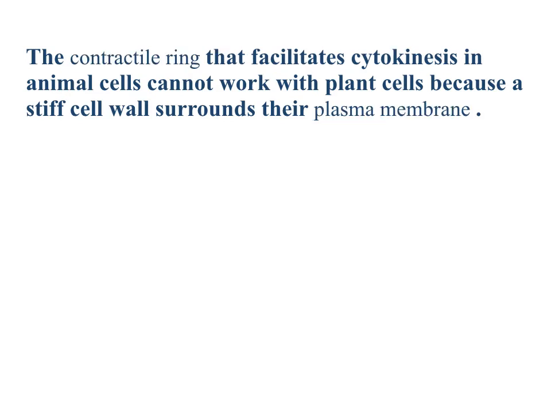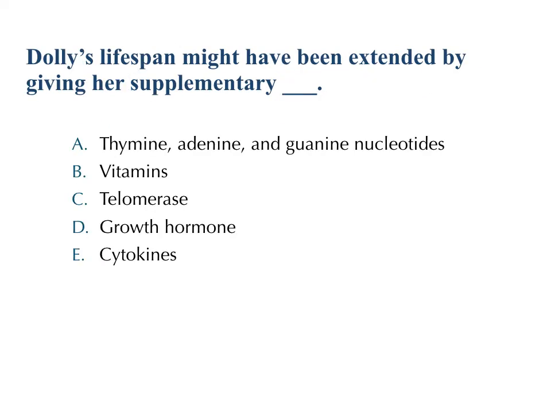And what facilitates cytokinesis in animal cells that cannot work with plant cells because stiff cell walls surround their what? And this is about that contractile ring. The contractile ring that facilitates cytokinesis in animal cells, that's right under the cell membrane there, cannot work with plant cells because they have a stiff cell wall that surrounds their plasma membrane. And we're not really focusing on plants, but that's just one difference you should know. Dolly's lifespan might have been extended by giving her supplementary what? Dolly needs the fountain of youth, right? So Dolly's lifespan might have been extended by giving her supplementary telomerase.